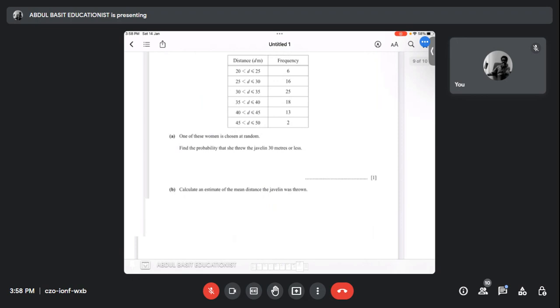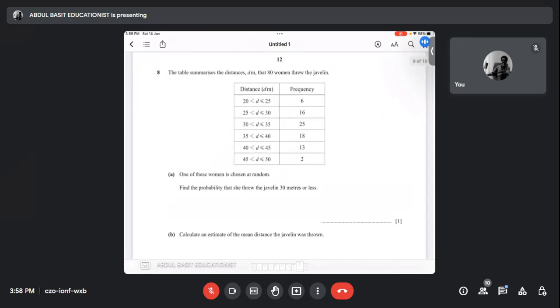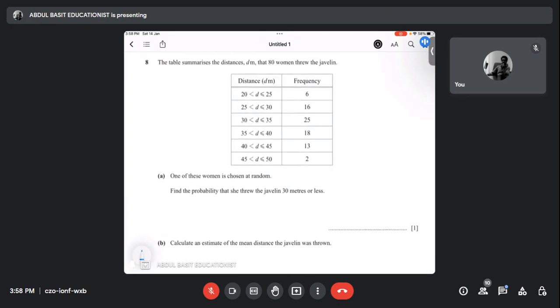Okay, last question for today. This is a mixture of statistics and probability. The questions I will send after this, I will send all of them solved, and after that I will also send some unsolved ones for you to do yourselves. Please pay attention. The table summarizes the distance d in meters of 80 women, so the total frequency is 80. One of these women is chosen at random. Find the probability that she threw the javelin 30 meters or less.